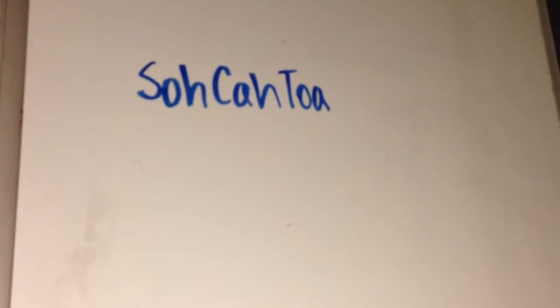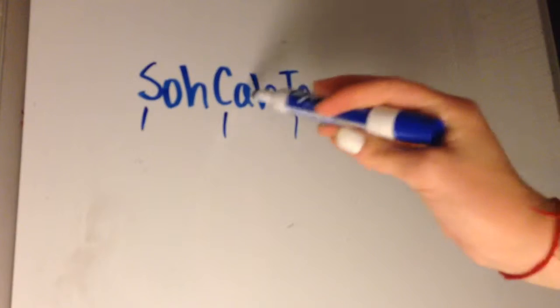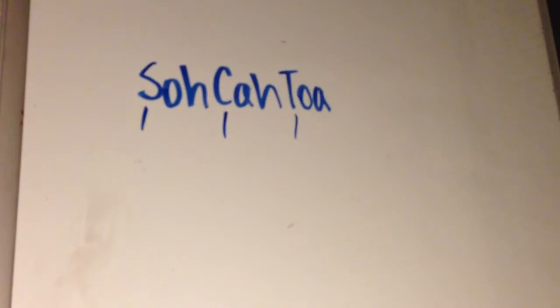So I will be explaining the basic trig functions of sine, cosine, and tangent and their inverses. The acronym that you should know is SOHCAHTOA. The S stands for sine, C for cosine, T for tangent. O's are opposite, A's are adjacent, and H's are hypotenuse.